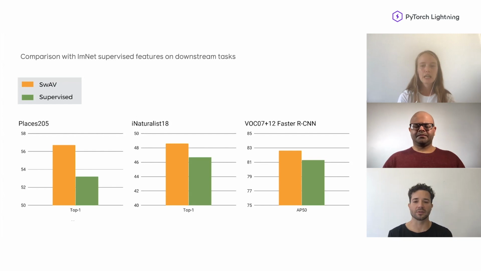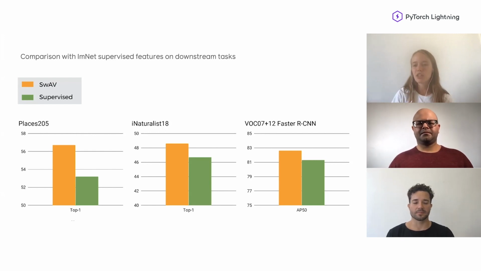Could you talk about the fine-tuning protocol for this? For Places and iNaturalist, we did not fine-tune. We trained a linear classification layer on top of the frozen representations. Actually, we also did fine-tuning experiments on these datasets, but we did not put them in the paper because we did them after the submission. So these results are without fine-tuning. And for Faster R-CNN, we do fine-tuning of the network for object detection.